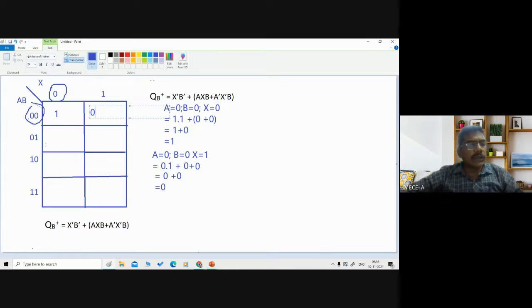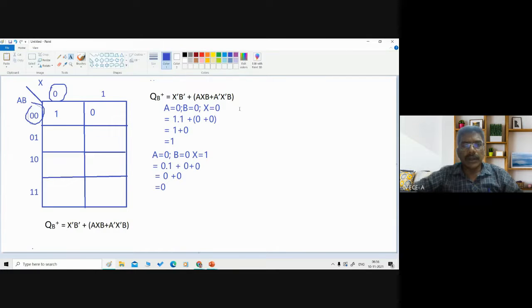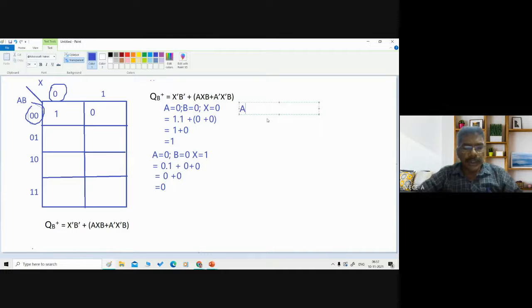Okay, so next one, similarly you have to substitute all the values. Okay, I do two more values. A equal to 0, I'm going to substitute this value here. A equal to 0, b equal to 1, and x equal to 0. You substitute here x dash equal to 1. X equal to 0 means x dash equal to 1. B equal to 1 means b dash equal to 0. So first portion becomes 0. And the second portion a into a value is 0, so I put 0.